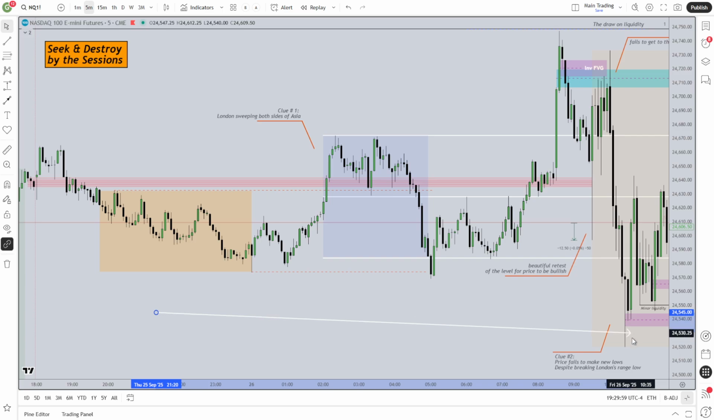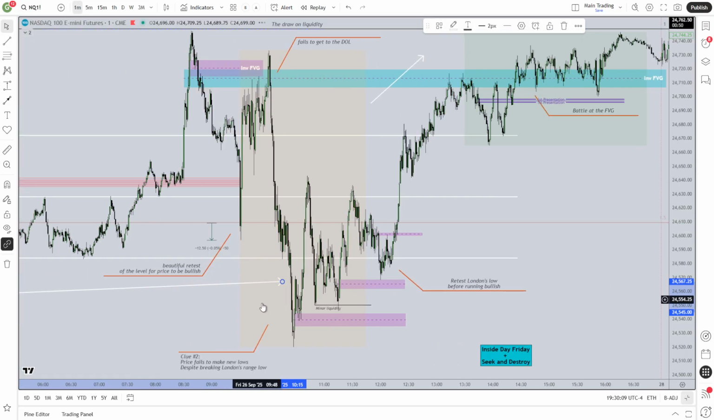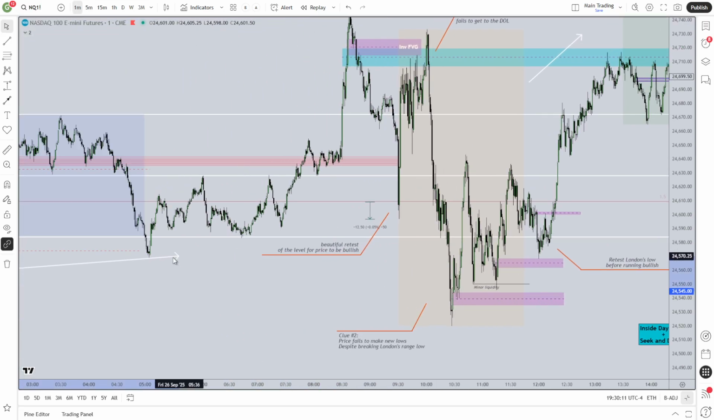You're looking for a break of a high, break of a low, market structure shift, leaving a fair value gap. That's what we had here. So we had this break below London's range low. We'll just pop down to the 1 minute one more time. So we had this break below a low. Then we had this market structure shift back up. The first one is here, the most aggressive. The second one is here.